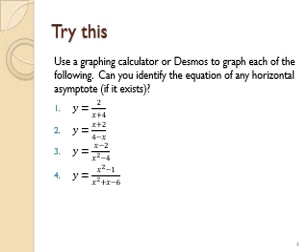So here are 4 rational functions that we showed you at the end of last week's presentation. If you have a graphing calculator, or if you'd like to go to desmos.com, I'd like you to take a minute and just graph each one of these rational functions and see if you can notice where the horizontal asymptote is, if there is one. So pause the presentation, take some time and do that. And then when you think you have the answers, join me on slide 3 to see if you got them right.